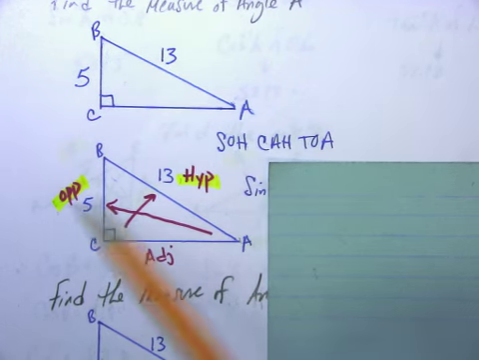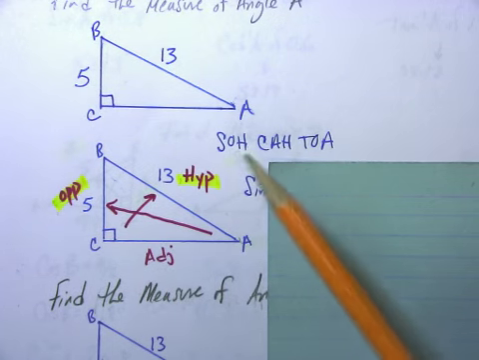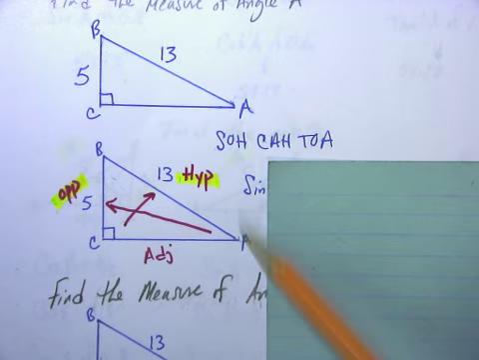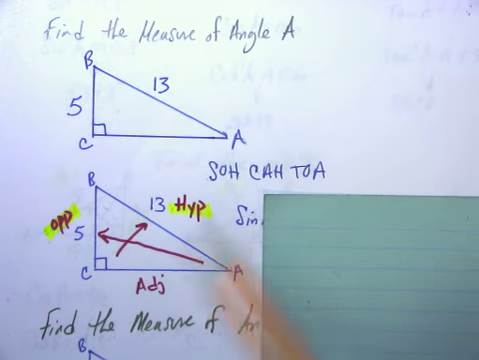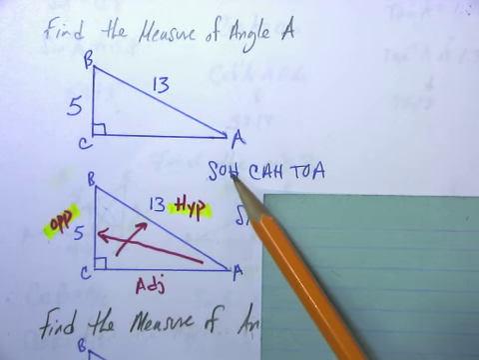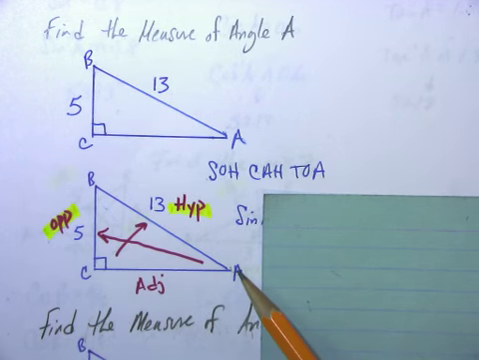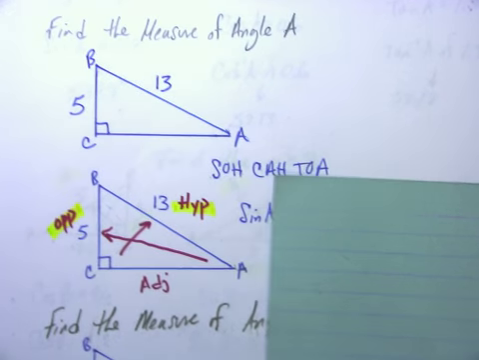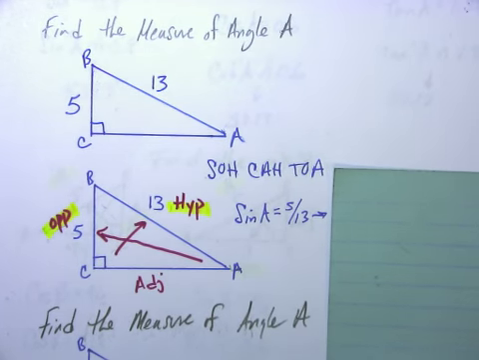Well, I hope that you notice that the sine function has an O and an H. The sine function has the O and the H, which means that I'm going to be using the sine function. So the sine of angle A, because that's what they want me to find, is equal to the opposite side over the hypotenuse. So the sine of A is going to be equal to the opposite of 5 over the hypotenuse of 13.